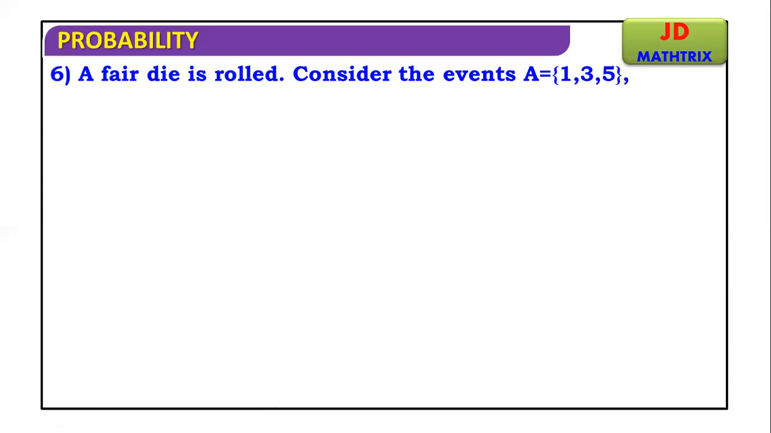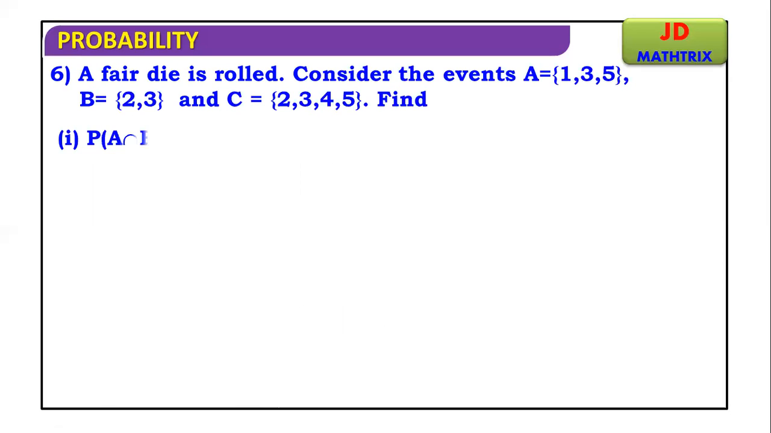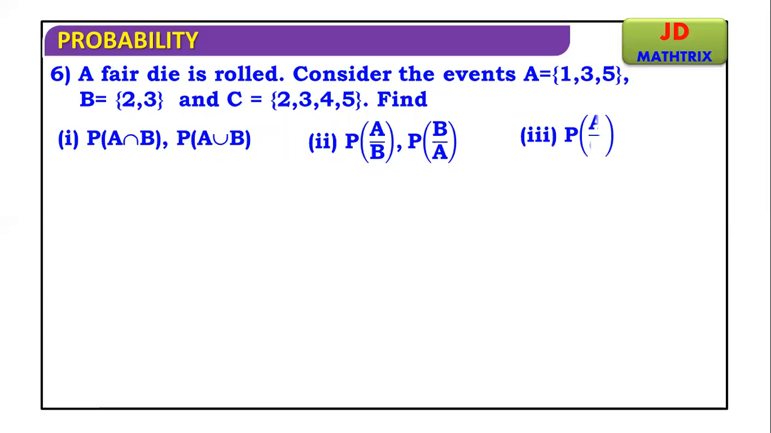A fair die is rolled. Consider the events A equal to the set 1, 3, 5, B equal to 2, 3, and C equal to 2, 3, 4, 5. Find P of A intersection B, P of A union B, P of A by B, P of B by A, P of A by C, P of C by A, P of B by C and P of C by B.